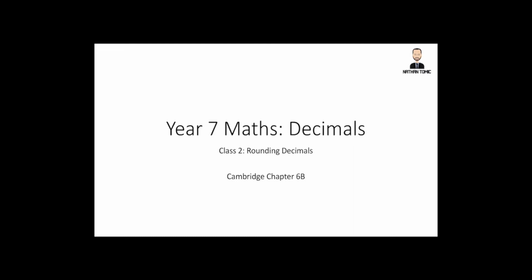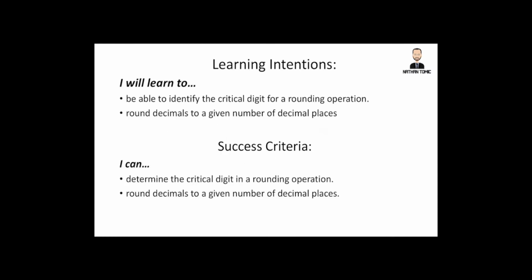This is lesson 2 for year 7 decimals. Today we'll be looking at how to round decimals. The intentions today will be to be able to identify the critical digit for any rounding operation and to round decimals to a given number of decimal places. You'll know you've been able to do this when you can determine the critical digit and also then round the decimal to the given number of places.